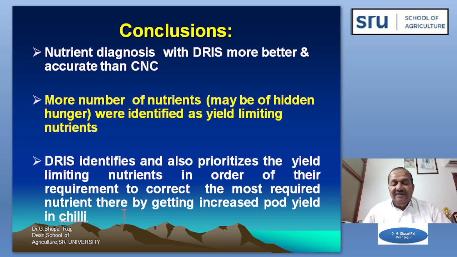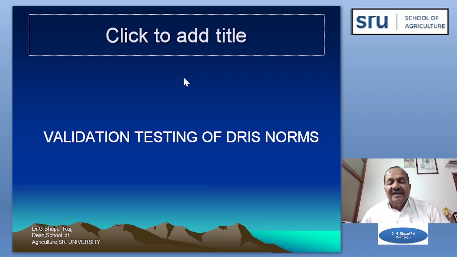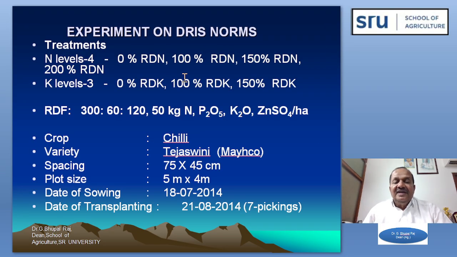Whatever DRIS norms and DRIS indices we have developed for chili crops, whether these are correct or not, validation is required. For the validation of these DRIS norms, we conducted a field experiment with different doses of nutrients. For nitrogen, we took a control, the 100% recommended dose, 50% more than the recommended dose, and double the recommended dose. Like that, we selected different levels of nitrogen, potassium, and phosphorus, and tested them in the chili crop through the field experiment.